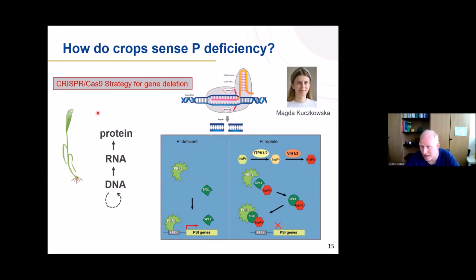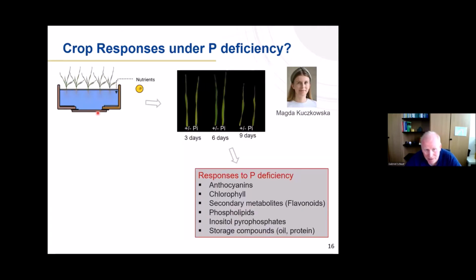And these plants then are under current European regulation transgenic. So this has to be done in a laboratory climate chamber approach in order to understand what the phosphate sensing basically is here.